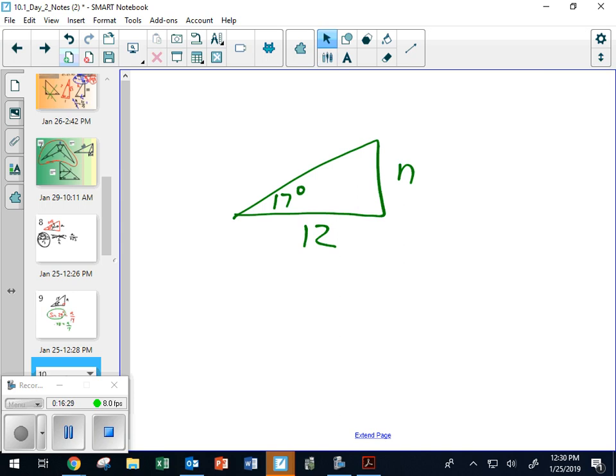Sine, cosine, or tangent of 17 equals something over something. This is super important. Don't drift on me. I know it's Friday. I need you with me.